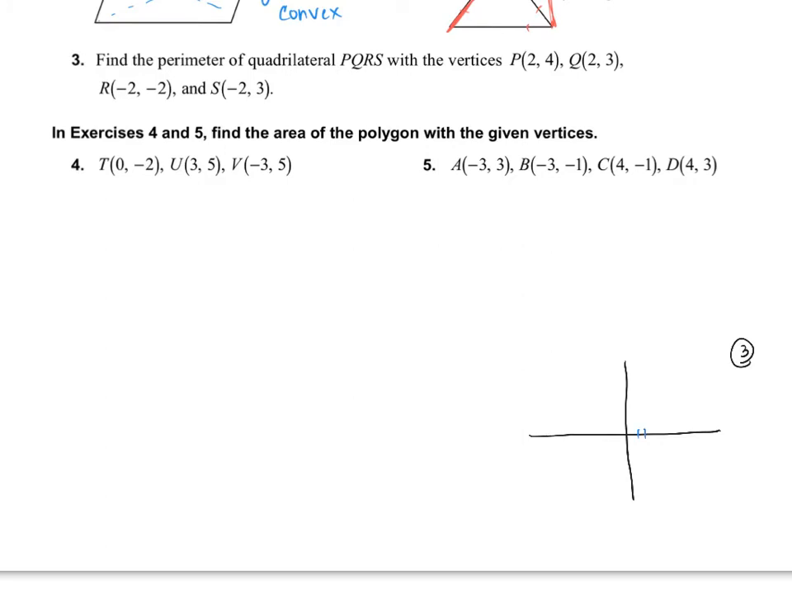We've got the point 1, 2, 1, 2, 3, 4 right there. We've got the point 2, 3 right there. So this is P, there's Q. Then we've got the point -2 and -2. This is point R, and then we've got the point -2, positive 1, 2, 3 right there. Now, in order for me to find the perimeter, I'm going to need to find the lengths of these sides right there, and I can find the distances of each of them.